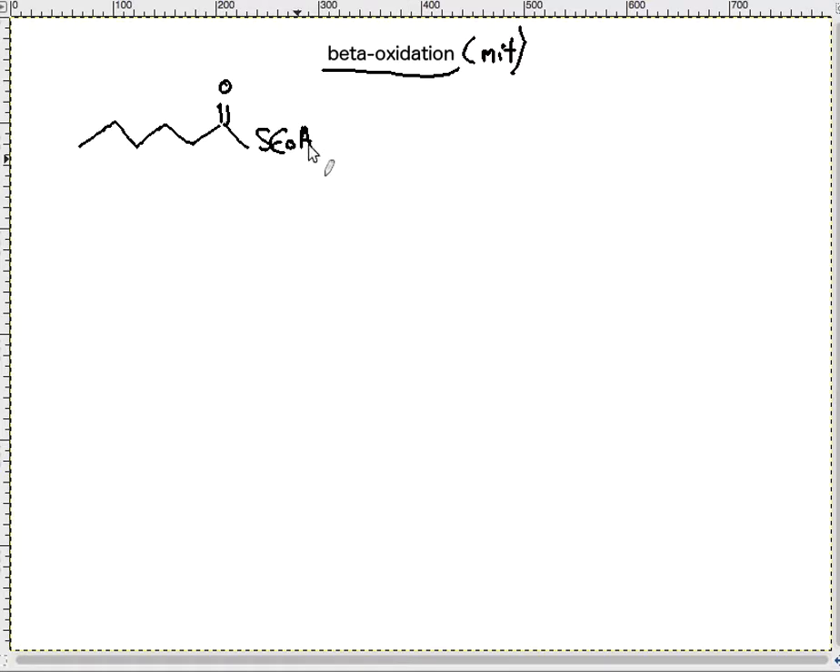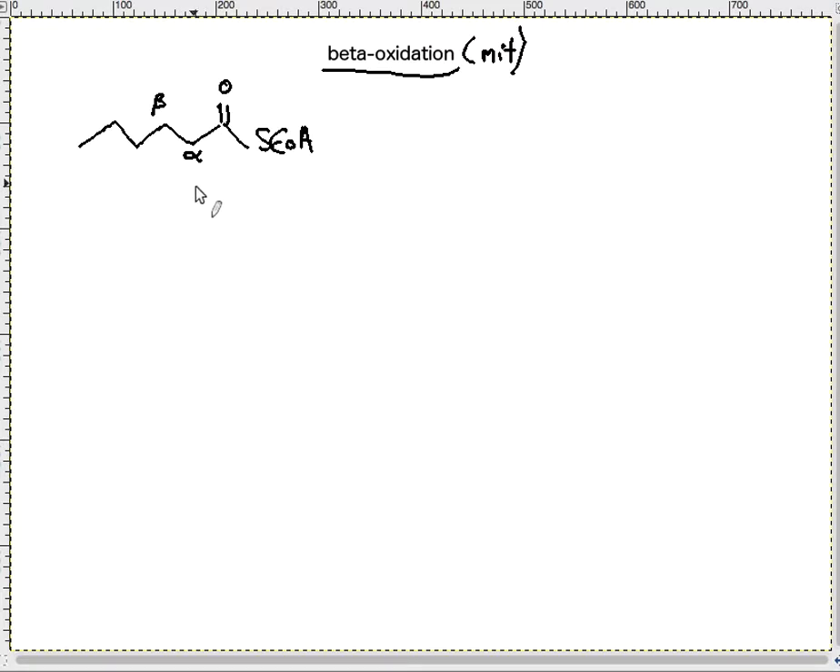Okay, it's helpful when you think of beta oxidation to start labeling the alpha and beta carbons. That's where the beta comes from. Here's our functional group, the carbonyl. And so the carbon directly attached to that functional group is our alpha carbon. The next carbon is the beta carbon.